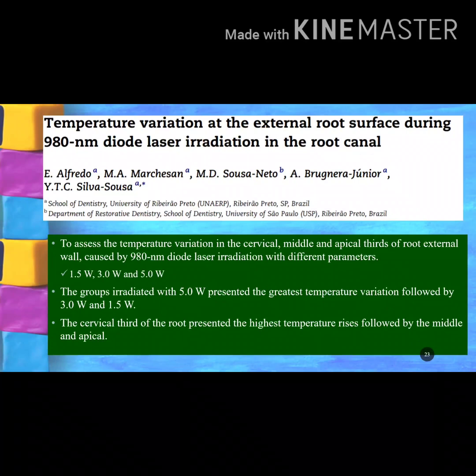They have found that the group of irradiation with the 5 volt presented the greatest temperature variation, followed by the 3 and 1.5, and the temperature is more at the cervical third area, followed by the middle and apical.